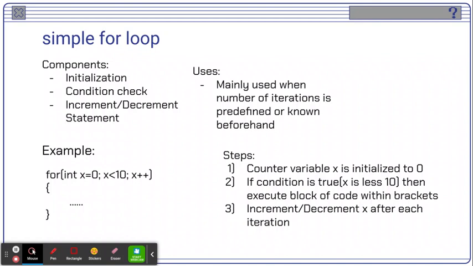In this example, we can see that the counter variable is initialized to 0, and if the condition is true, in this case, x is less than 10, then it will execute the block of statements within the brackets. Then x will be incremented by 1 after every iteration.